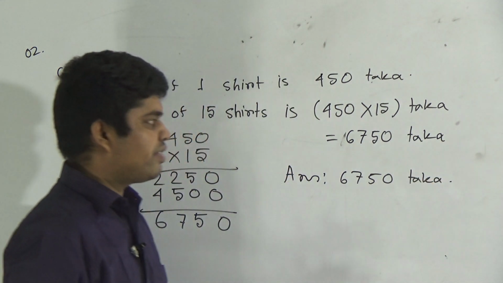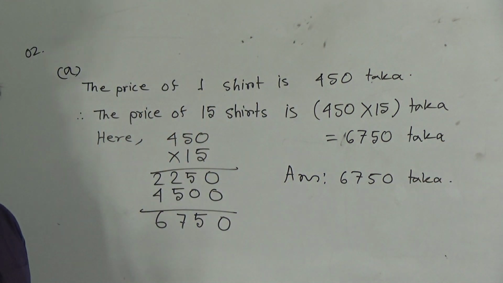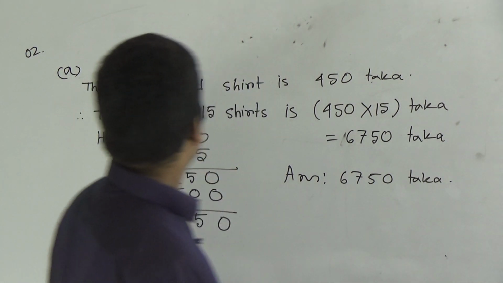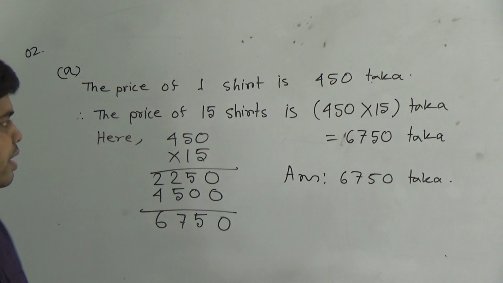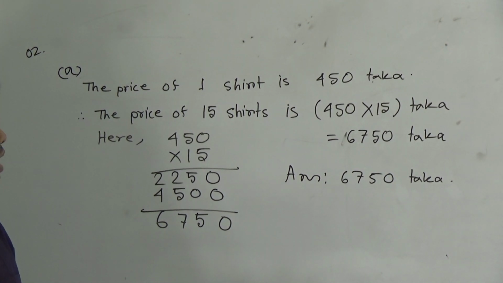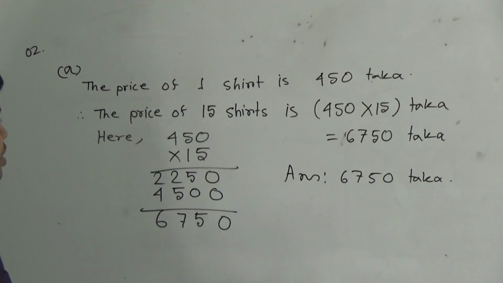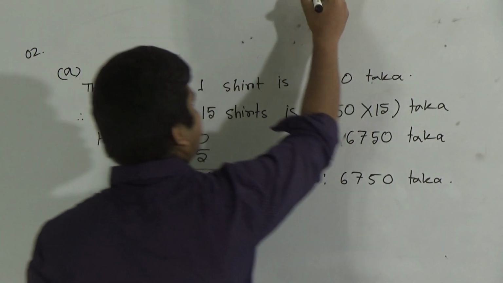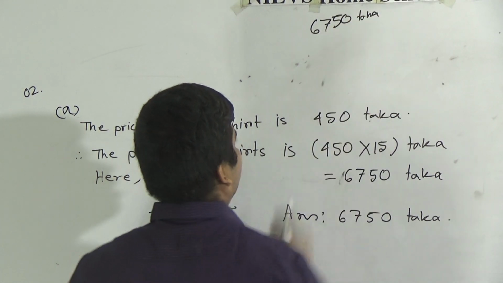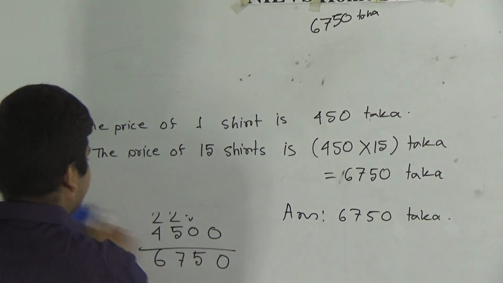After completing your answer, you must write the answer, otherwise some marks will be deducted from your answer script. Okay, I hope you have understood, dear students. This is question number A. So 6750 taka is the price of 15 shirts.